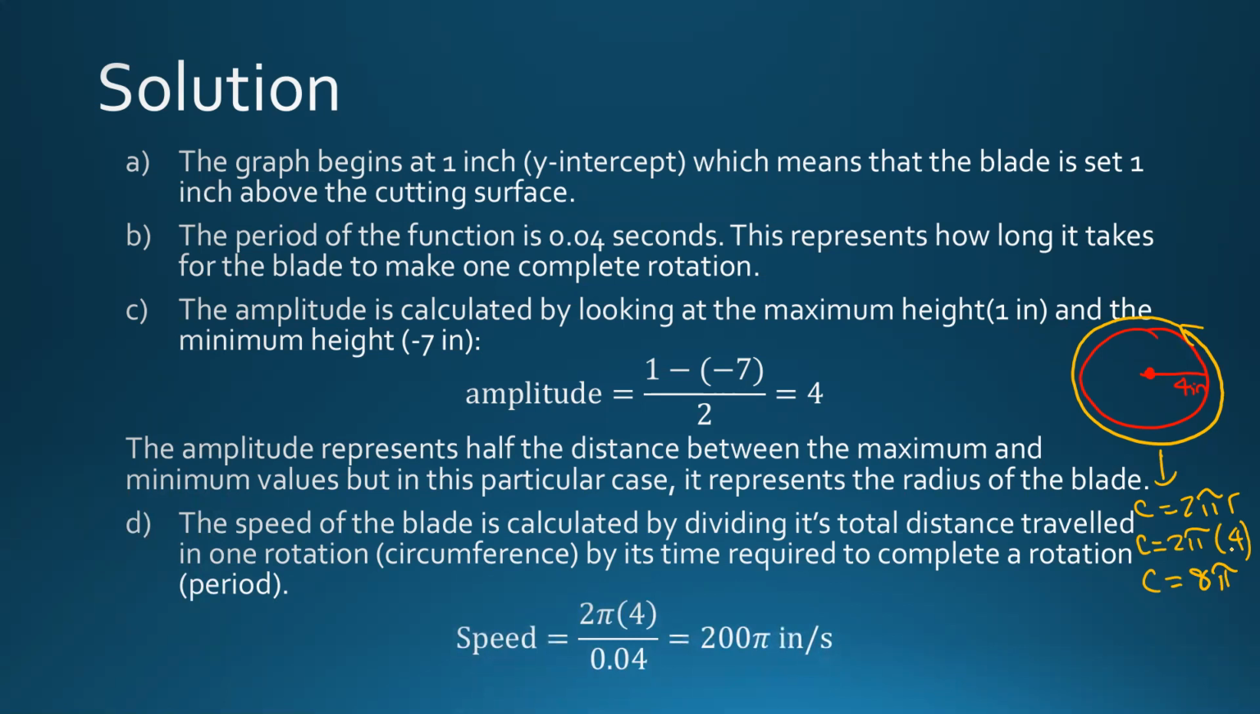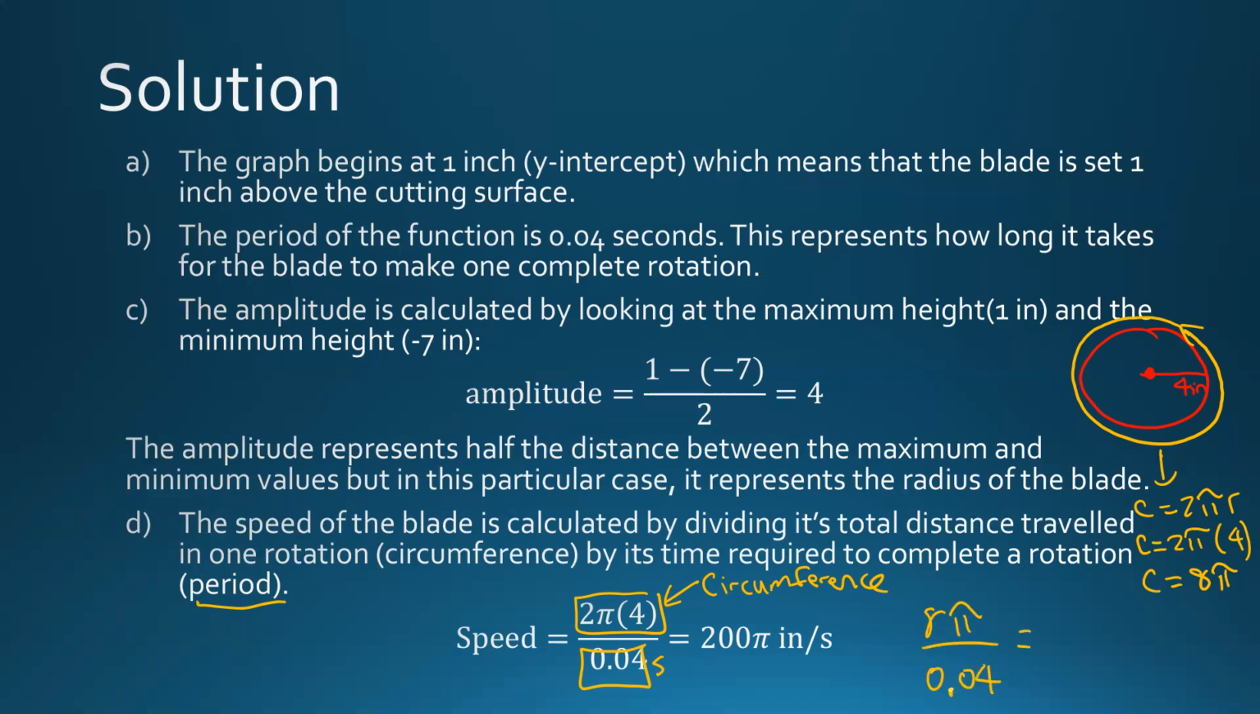And then, of course, what I'm simply going to do now is divide. So this is my circumference right here. I'm going to divide this by how long it takes to complete one full rotation, which is the period. So the time it takes to complete one full rotation, or to basically go around the circumference, is going to be 0.04. So my last step here is to simply take 2 times pi times 4, which is 8 pi, and divide this by 0.04.